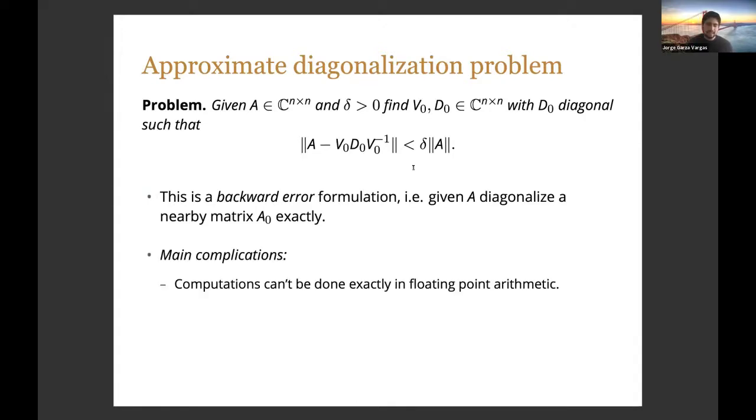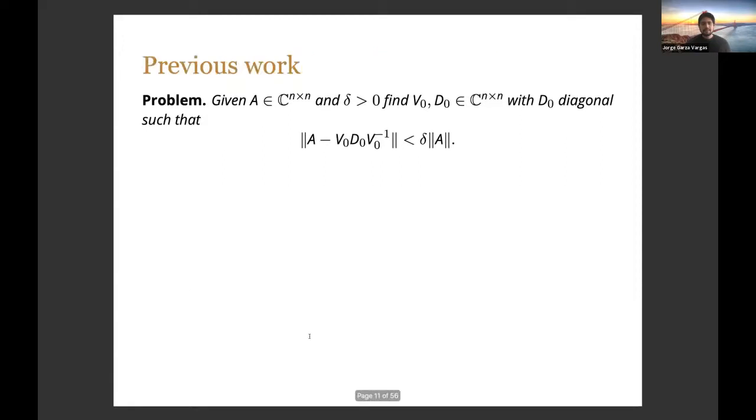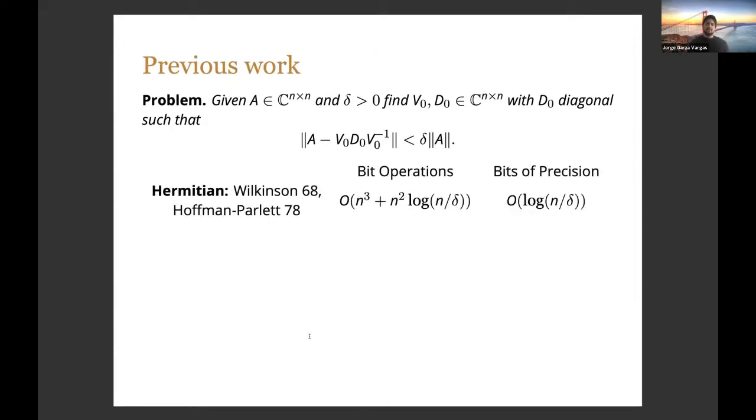And of course, it has the complication common to all numerical analysis problems that you can't do operations exactly in a computer. But particular to this problem, non-Hermitian matrices have very unstable eigenvalues and eigenvectors. So it's hard to get algorithms that give an accurate output. Surprisingly, very little is known about this problem.